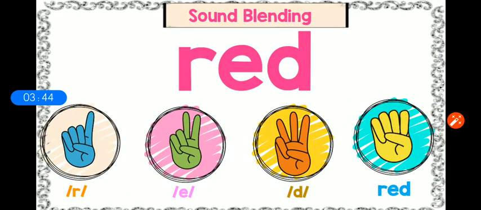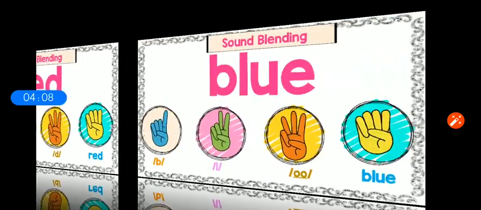Now we have another one with not much letters this time. Now let's sound and blend. D, red. D, red. That's how you spell color red. Did you make a fist? Please always make a fist, okay? Beautiful. Let's see if we have another word.